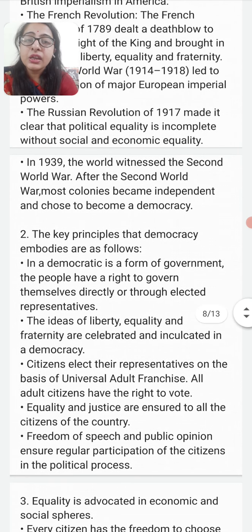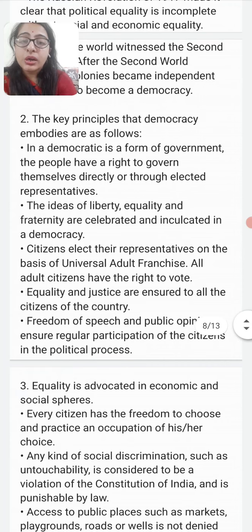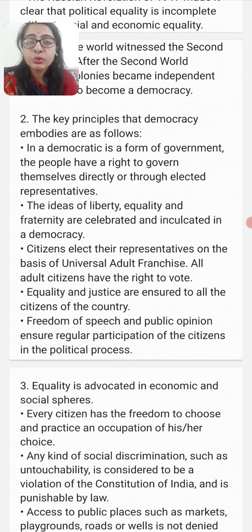In 1939, the world witnessed the Second World War. After the Second World War, most of the colonies became independent and chose to become democratic countries. Okay. Now, our next question is: which are the principles that democracy embodies? That is, the key principles of democracy.